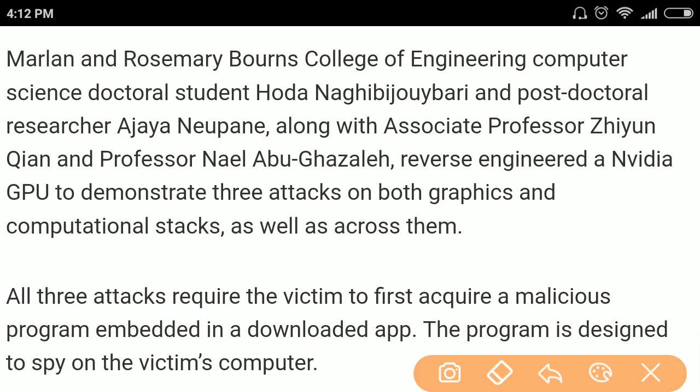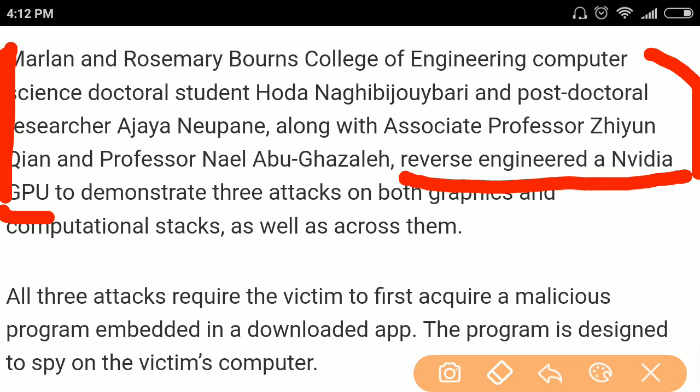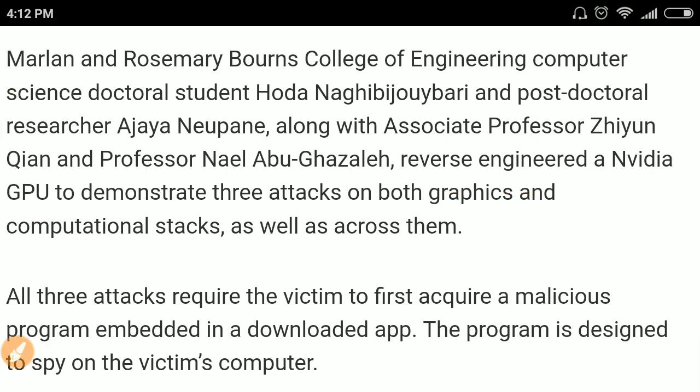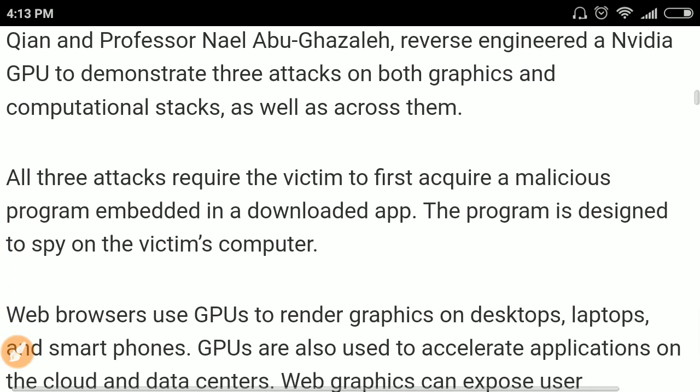Now this is the entire list of researchers, and they reverse engineered this Nvidia GPU to demonstrate the attack against the graphics services provided by the GPU of Nvidia, or any computational services provided by this GPU for cloud services.